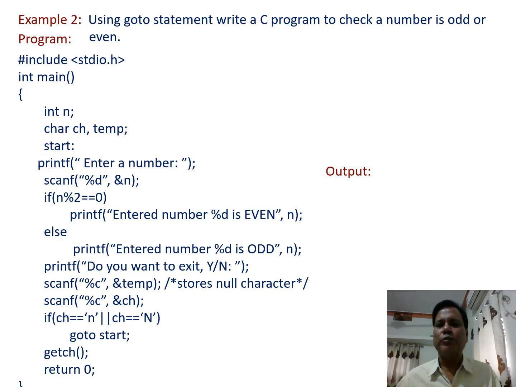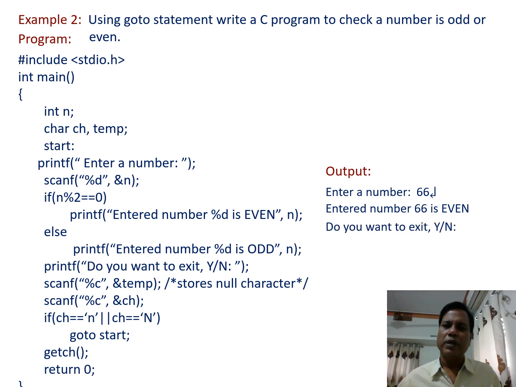So we get the output like this. Enter a number. When the user enters this one, then this number is divided by 2, and what is the remainder? Naturally it is 0. So this number is even. So we get the output message, entered number 66 is even. Then, do you want to exit? Depending on the user response, y or n.